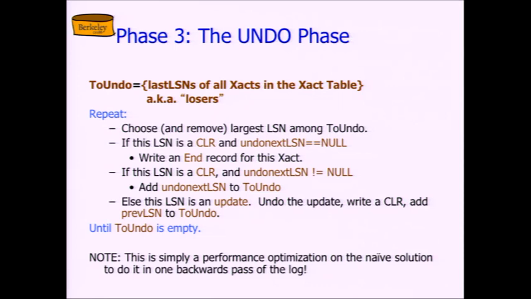The next one's easy. If it's an update, undo it. In particular, write a CLR for it at the end of the log, modify the state in the buffer pool, and add its prevLSN to toUndo, right? And of course, that CLR that you generate has the undoNextLSN and so on. You just keep doing that until toUndo is empty, which essentially has the effect of doing all those dances simultaneously back through the log, but at any given time, you're dealing with the thing furthest to the right.